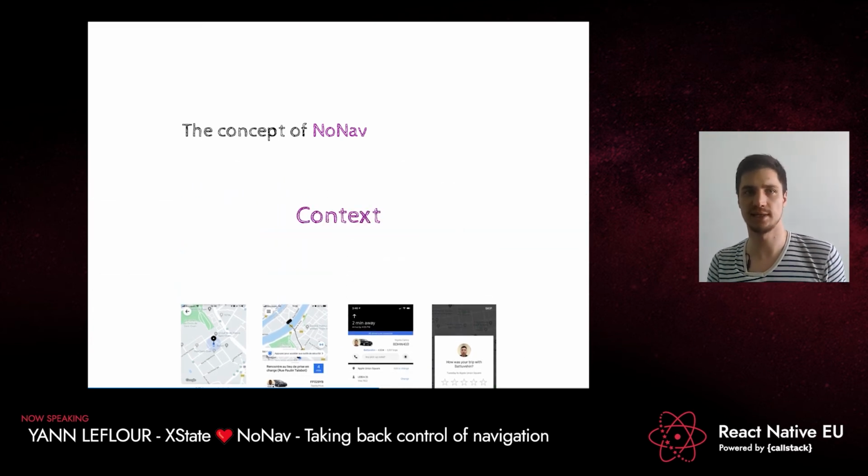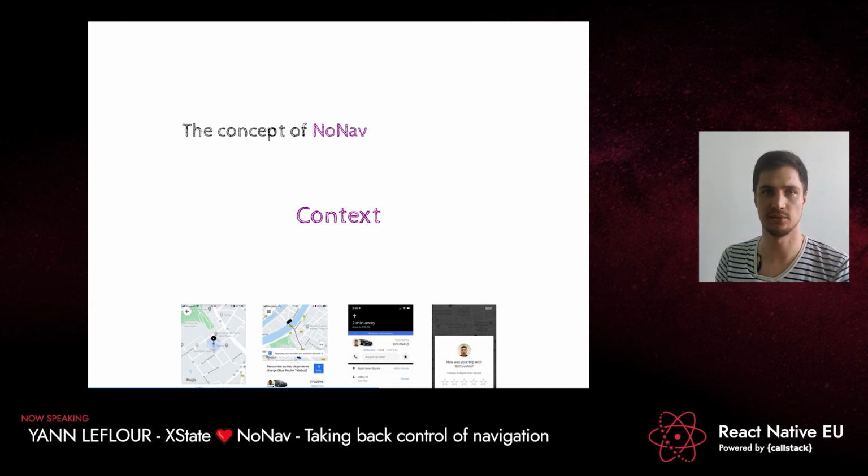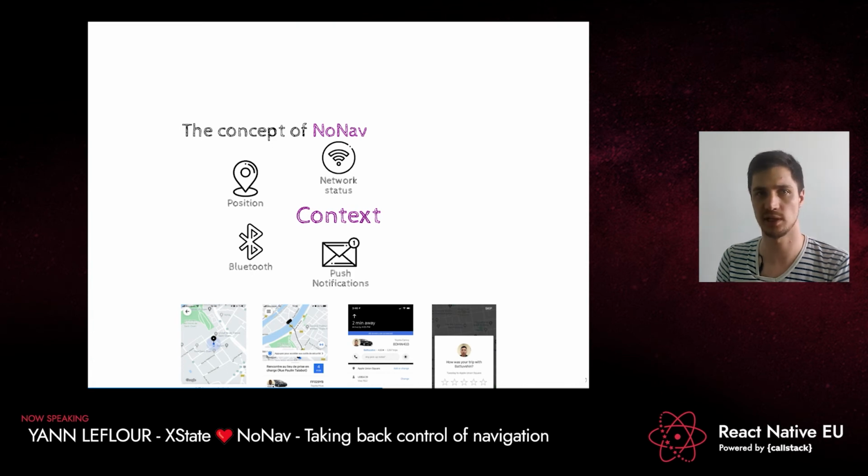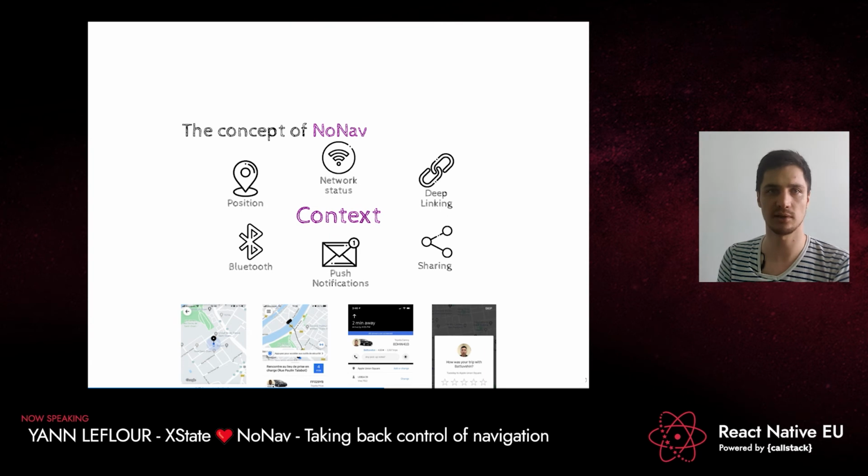And doing this has even been simplified thanks to the information given out by the mobile itself. We have access to tools such as position, Bluetooth, network status, push notifications, deep linking, sharing, and many more. And all of them give us even more context, often outside of any user's interactions, and allow us to deduce the user state without navigating.